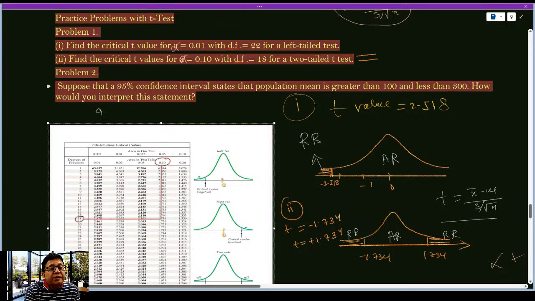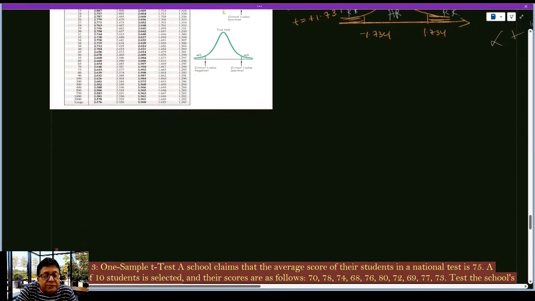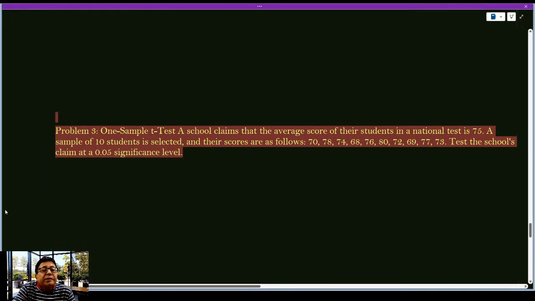There is 95% chance that x bar will be greater than 100, less than 300. Clear? Understood? I hope you have understood. Now go for next problem.